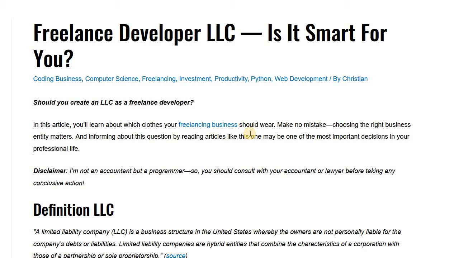In Germany, it is the GmbH. In other countries like England, it is a limited company. So there are similar ways to protect your personal assets if you create your freelancing business. And you have many advantages as a business owner, because you can deduct things like your computer or your smartphone or the expenses you need for work.